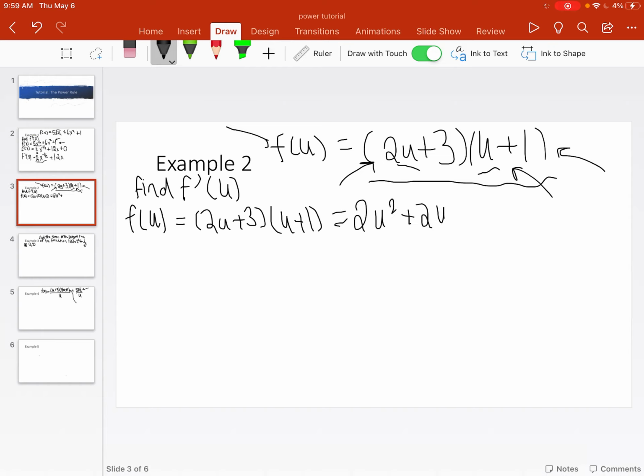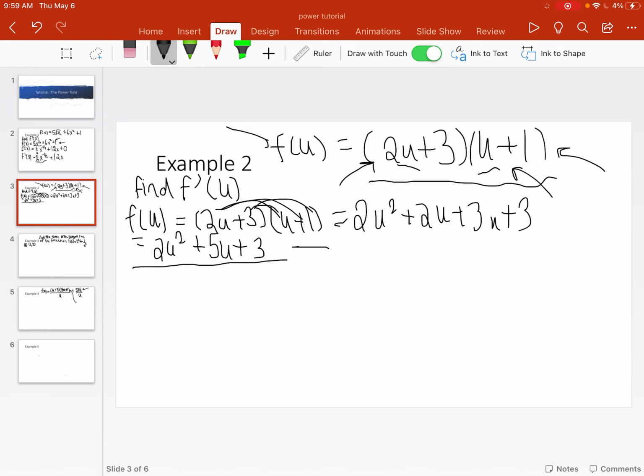2u squared plus 2u plus 3u plus 3. So, clean this up a bit: 2u squared plus 5u plus 3. So what we did is that we FOILed this out to get it into a more workable format, something that we're more familiar with when we were using the power rule.